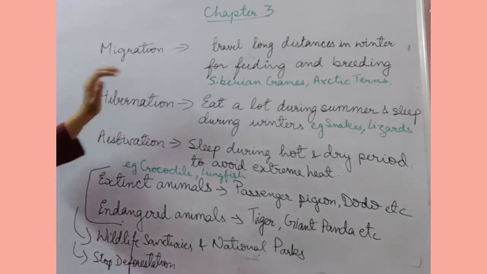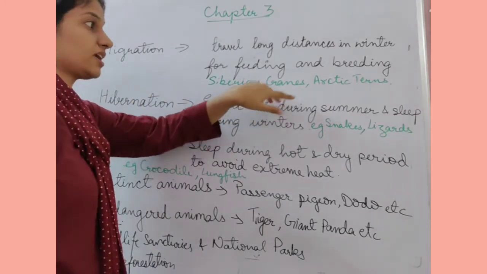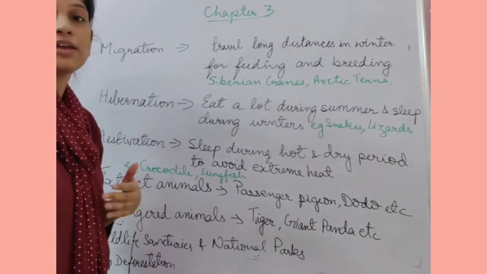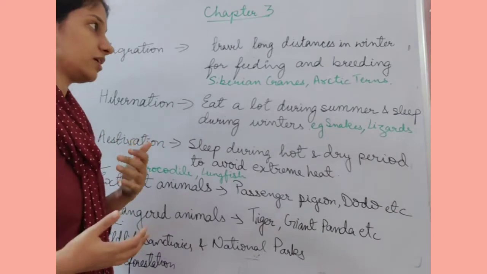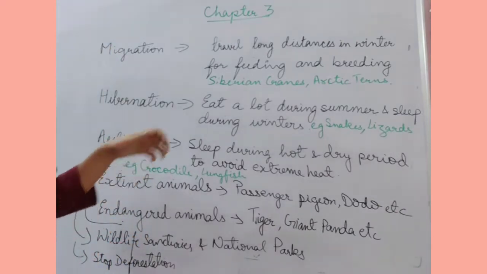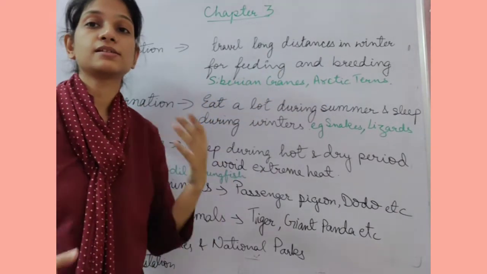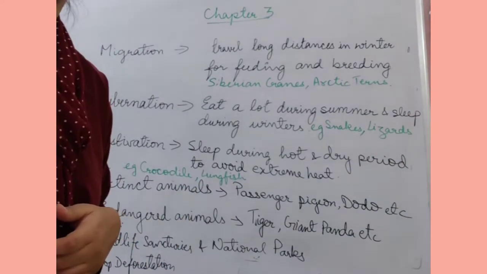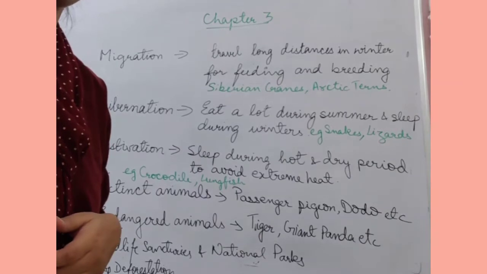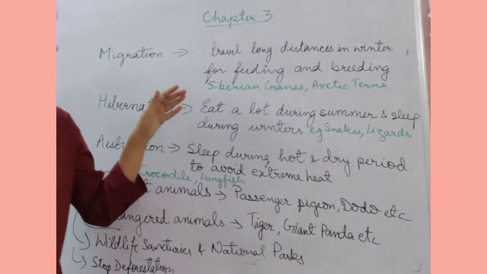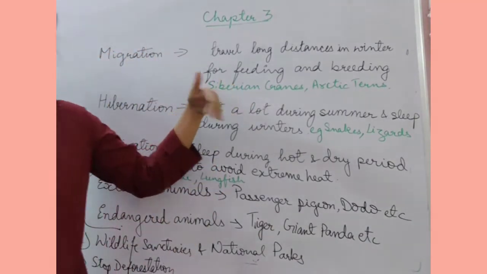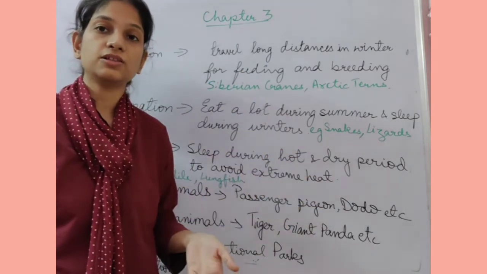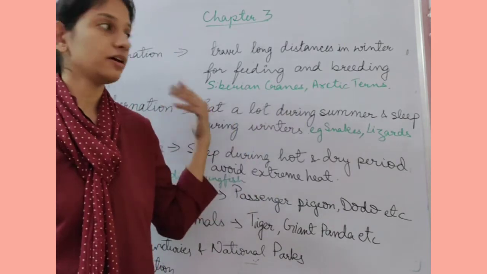Some animals or birds, like Siberian cranes and Arctic terns, travel long distances in winter. In some areas, there is severe winter, that is very cold. So, for feeding and breeding, that is, for food, for the purpose of living, they cannot survive in this very cold environment. So what they do is travel long distances to warmer places and stay there. And when the season changes again, they come back home.